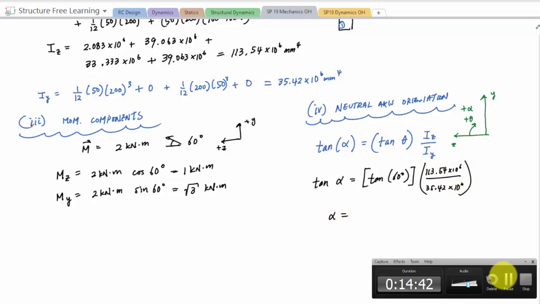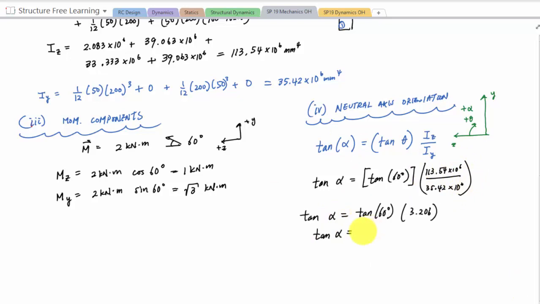Let me pause this. And then we get tangent alpha is 5.552. I take the inverse tangent of that. Hopefully my calculator is in degree mode, and alpha is 79.8 degrees.